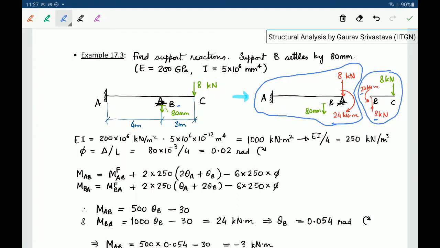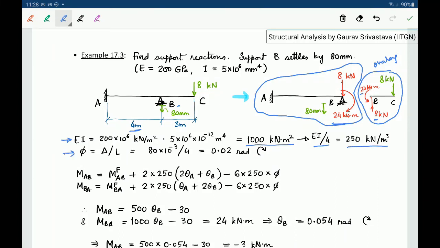So in this case we separate the overhang and we can analyze only AB, and later on we can combine it with BC. Now, a few things we can pre-calculate. One is EI, the bending rigidity, right? That comes out to 1000 kilonewton meter square, and since we will need EI by 4 for this 4 meter span AB, we can pre-calculate EI by 4 as well, which comes out to 250 kilonewton per meter cube.